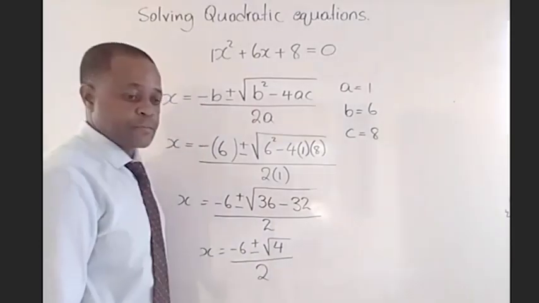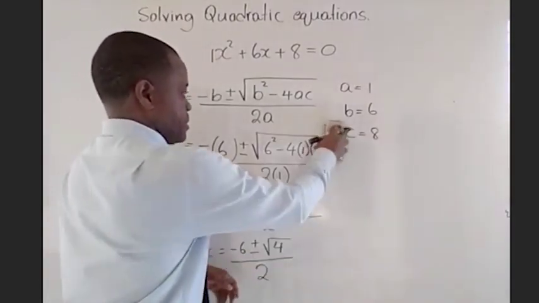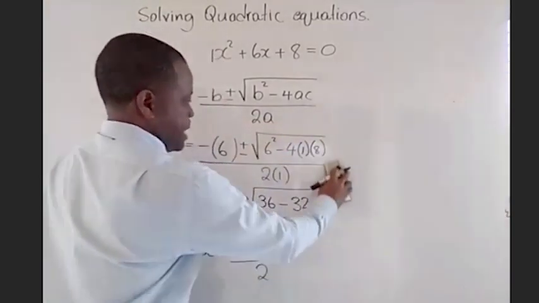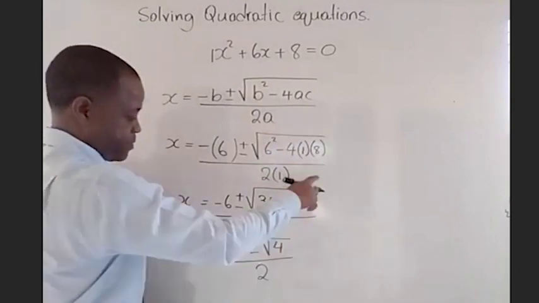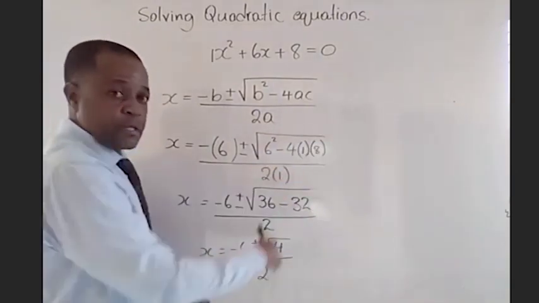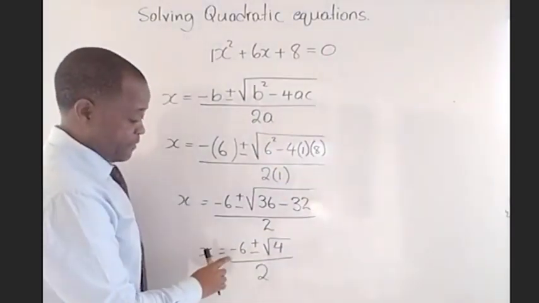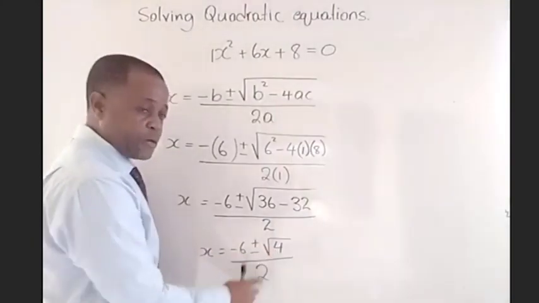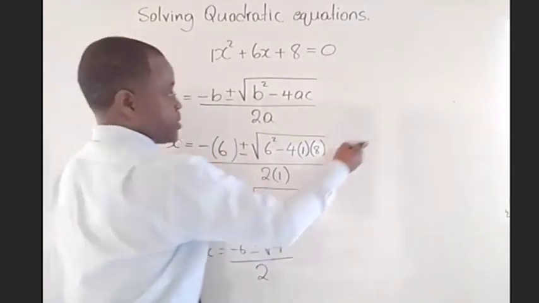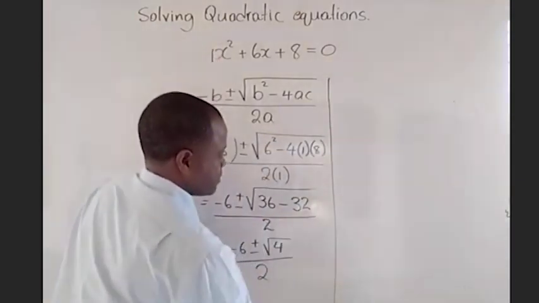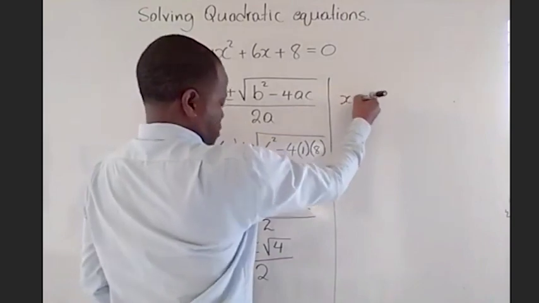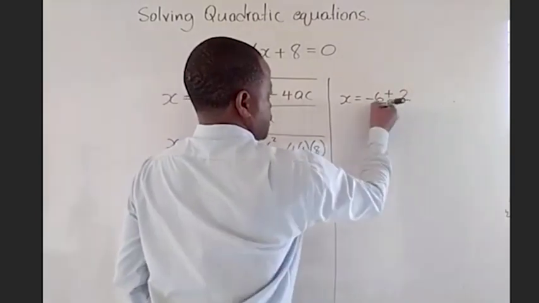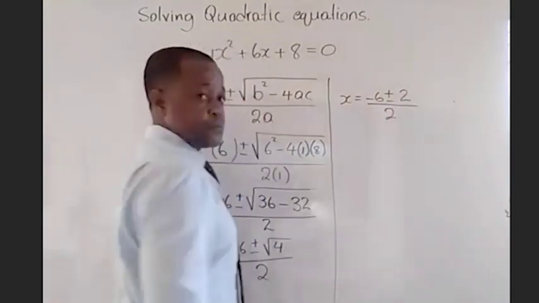All right. So let us just clean this part here, and we will just take this up there. So now we have negative 6 plus or minus the square root of 4. The square root of 4 is going to give us 2. So I can now write it as x is equal to negative 6 plus or minus 2 all over 2.